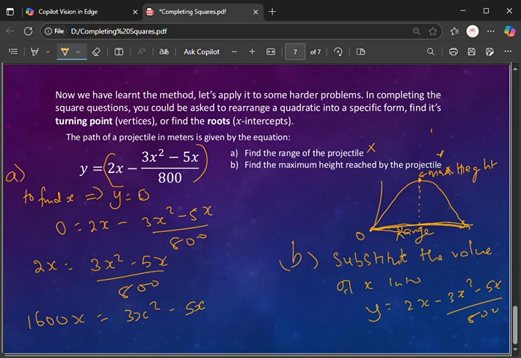Okay, so we've come to the end of today's session. We're continuing with this series of quadratics. This is unit 1, pure 1 mathematics. The paper code is 9702.